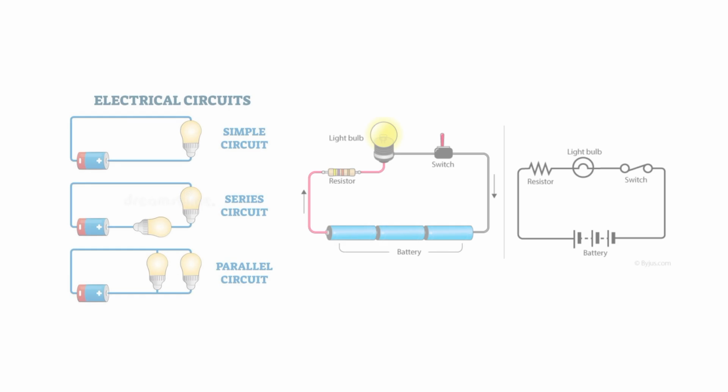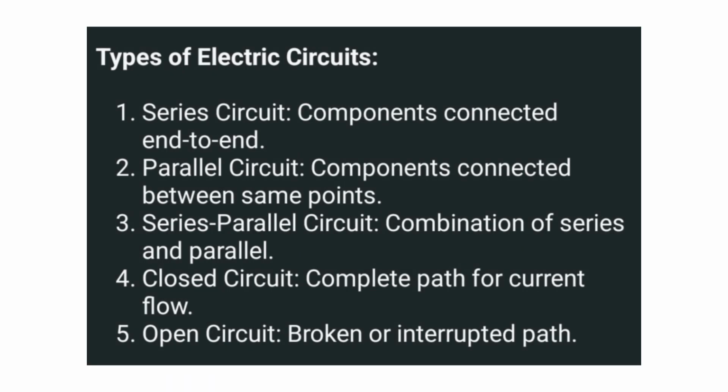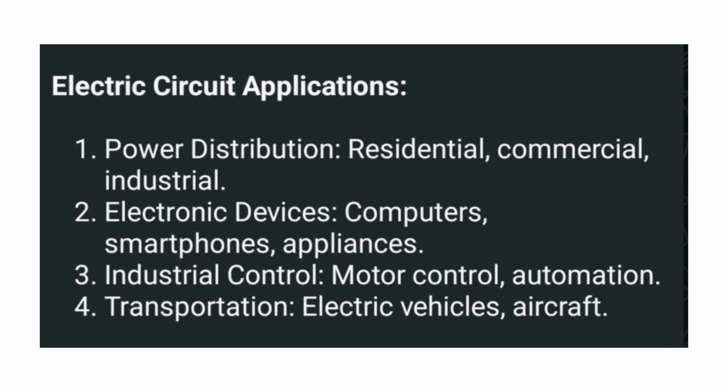Okay, there are several types of electrical circuits, like series circuits, parallel circuits, closed circuits, open circuits, and parallel-series combination circuits, etc. The electrical circuit can be used for power distribution, electronic devices, industrial control, and transportation. So these are the applications of the electrical circuit.